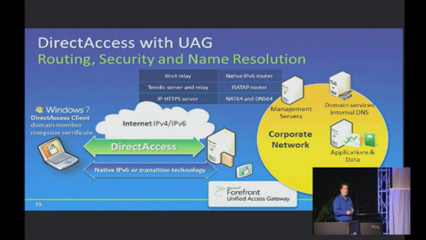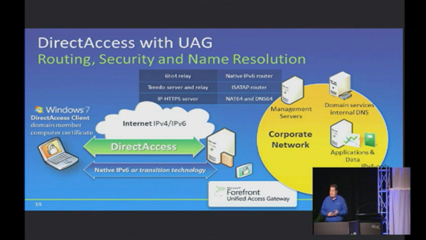So UAG has different roles. It can be a NAT64 relay. I will go to NAT64 later on. It can be a Teredo server and relay, an IP-HTTPS relay or server as well, and an IPv6 router if you haven't introduced any IPv6 internally. So maybe UAG can help you with that. It can also be used as an ISATAP router.